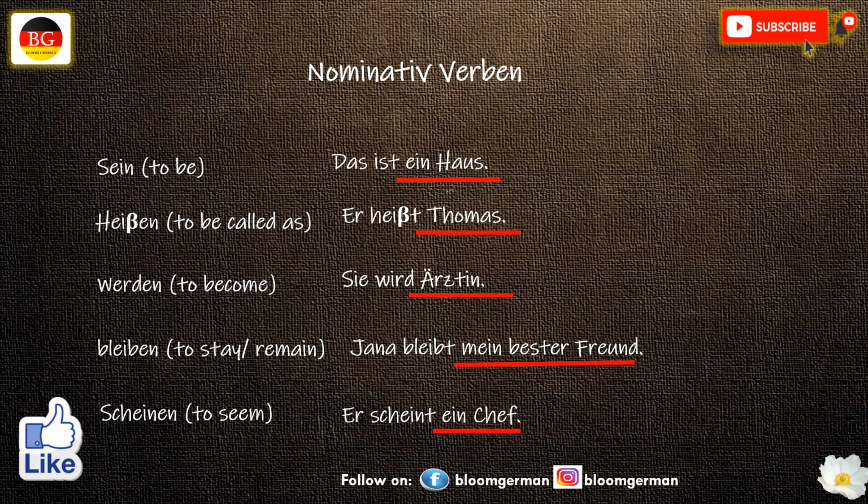Now here ein Haus, Thomas, Ärztin, mein bester Freund and Chef, all represent the nominative case of a sentence. And you can all see these sentences one more time. There is no object in a sentence. Only when we ask the question with what or whom, whatever answer we get, that represents the nominative case of a sentence.